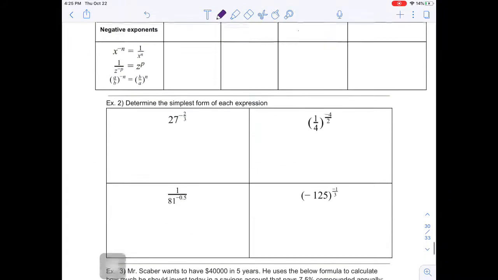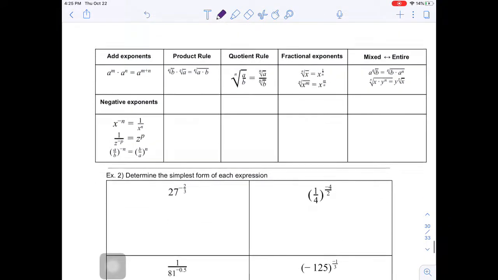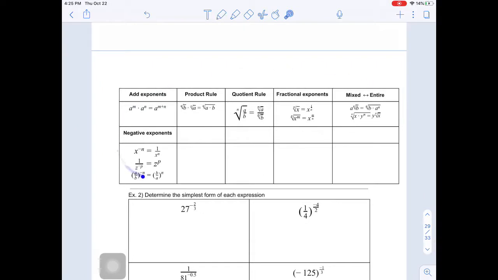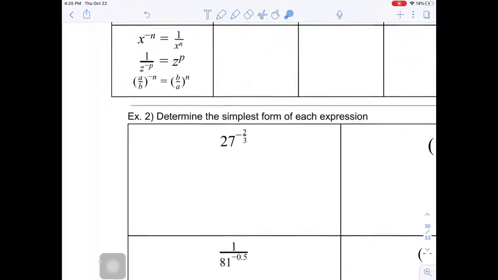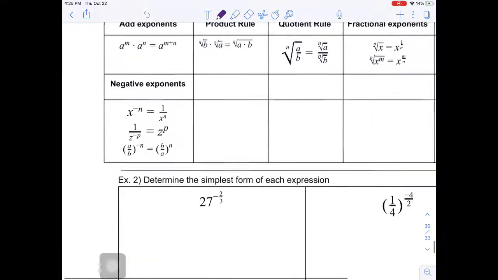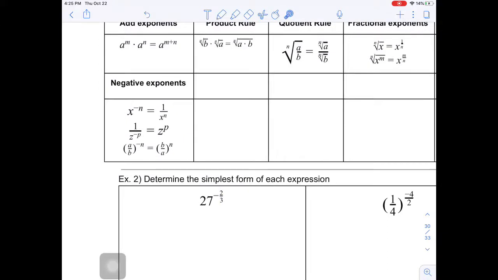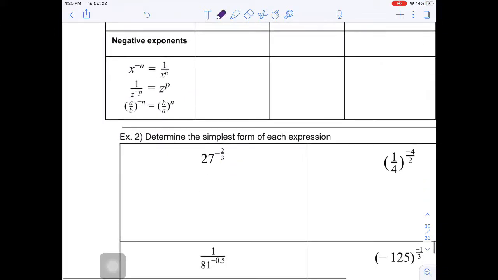So let's move on to maybe a few more. And here again, I've just listed all of those rules so you can keep referencing these rules as we do these problems. Okay, so determine the simplest form of each expression. So we're going for the simplest form. So what's the smallest expression that we can get to? So here, my first step is I want that negative exponent out of there. So I'm going to put 27 on the bottom, and that will be to the power of positive 2 over 3.